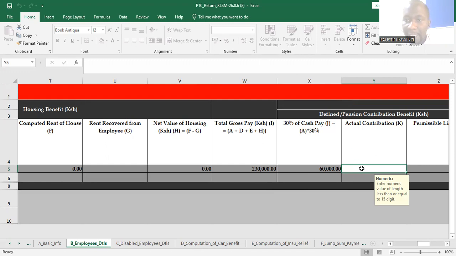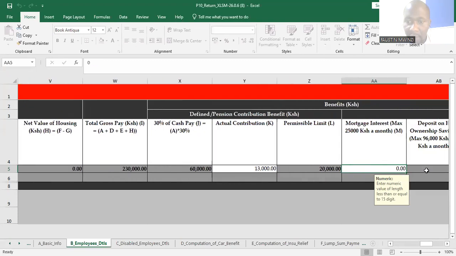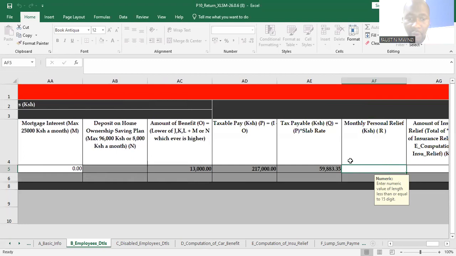Actual contribution towards pension. You'll need the actual contribution that this employee is making towards pension. Let us assume, just for the illustration, that this employee is paying 13,000 towards pension. Now, mortgage, zero. If the employee has a mortgage, enter the mortgage interest that they are paying, but don't enter an amount in excess of 25,000. If this employee is paying mortgage interest of 30,000, you'll enter 25. If you enter more than 25, iTax should not accept.